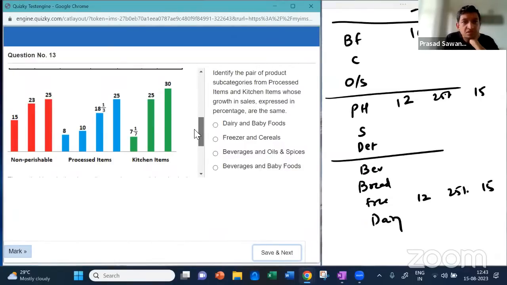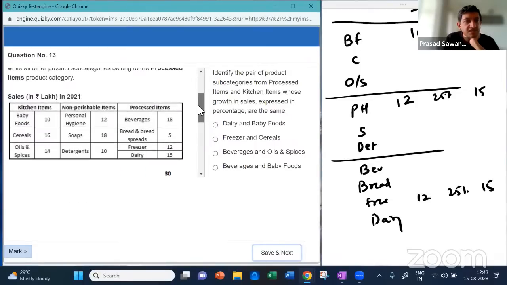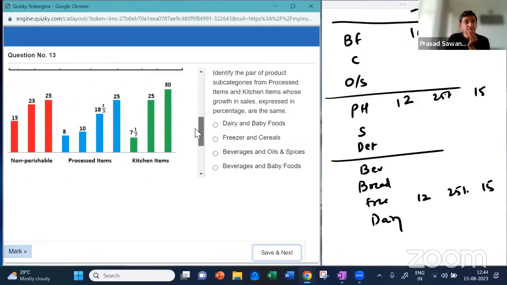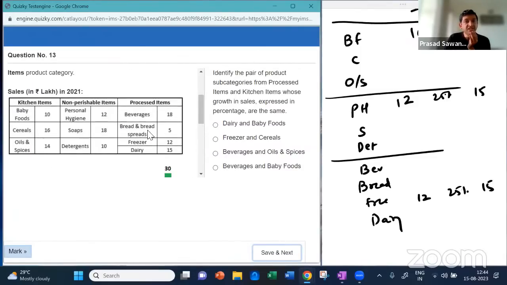Did I mess up something? Whose growth in sales expressed in percentage are the same. Processed items and kitchen items. अच्छा, kitchen items and processed items. Oh, sorry. Processed and kitchen. हाँ. So it should be 25% each. So इसमें 25% and इसमें 25%.